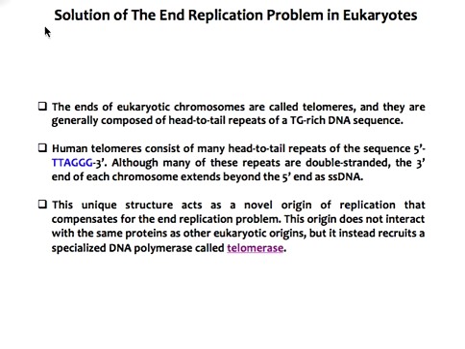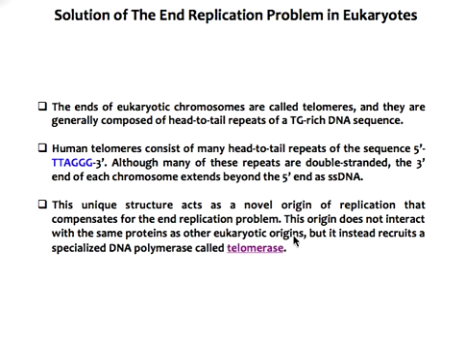Now, if you ask what happens in eukaryotes, the ends of eukaryotic chromosomes can actually solve this problem, because human telomeres, an example of eukaryotes, consist of many head-to-tail repeats of the sequence TTAGGG. These repeats are double-stranded, but the 3' end of each chromosome extends beyond the 5' end of the single-stranded DNA. Now a unique enzyme is present in many cells called telomerase.